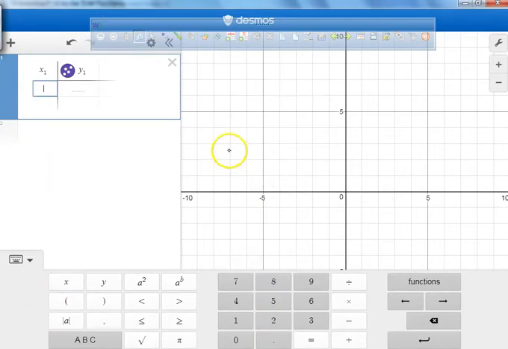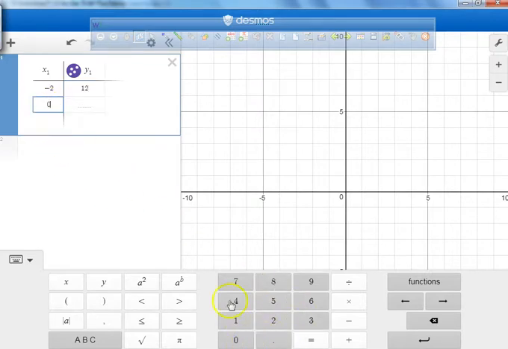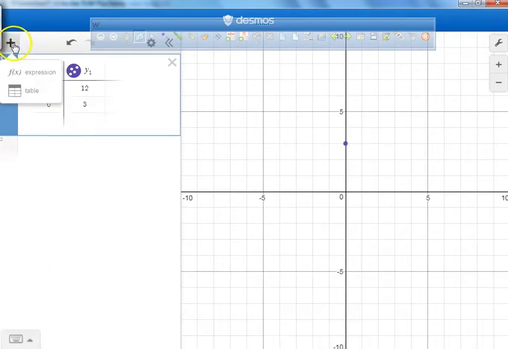Alright, now in Desmos you can do the same thing. I'm going to type in a -2. Alright, I'm going to go over here. I'm going to type in a 12. Alright, and here I'm going to type in a 0. And I'm going to type in a 3. So here's where you get it. Just hit plus, go to where it says table, and that's how you add the table.